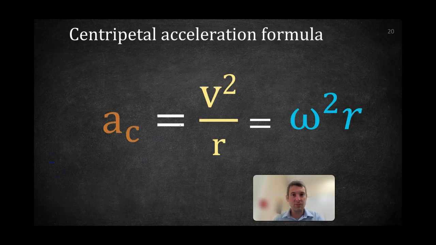Here's our centripetal acceleration formula. It's v squared over r. That v is your tangential speed over r. We can substitute in the v over r relationship for omega, and we get omega squared times r. Either one of these will work for you depending on the situation that you're in and the givens that you have.